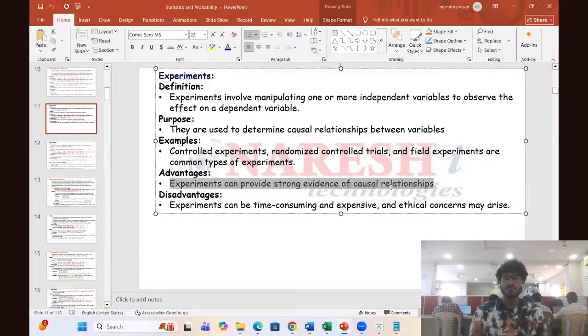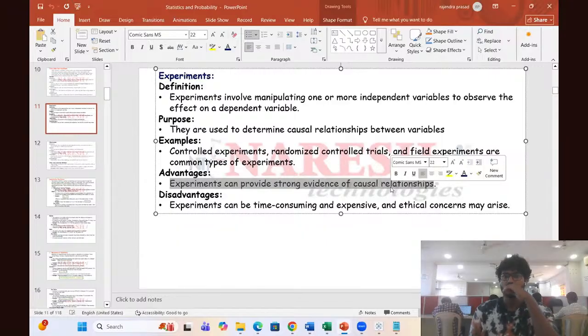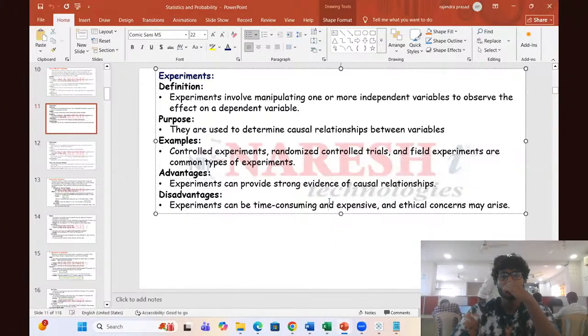Experiments can provide strong evidence of a causal relationship. Here you're not guessing, you're practically doing the experiment and getting the practical output, so you can blindly believe the output whatever you're getting. And whatever decision you take out of this will obviously work. So that's the advantage. Disadvantages: experiments can be time consuming and expensive.